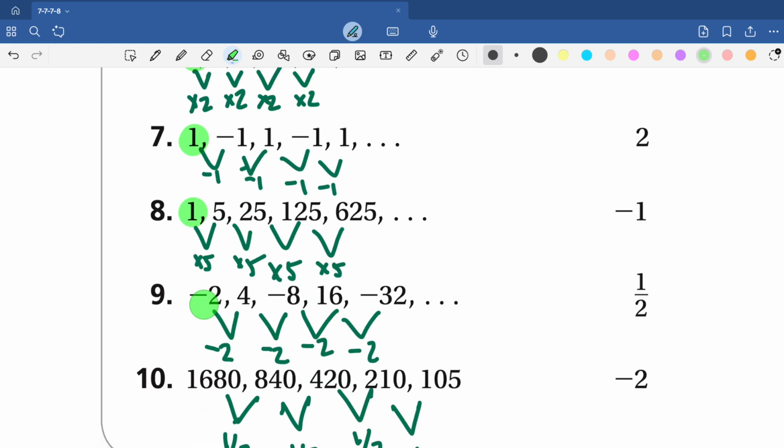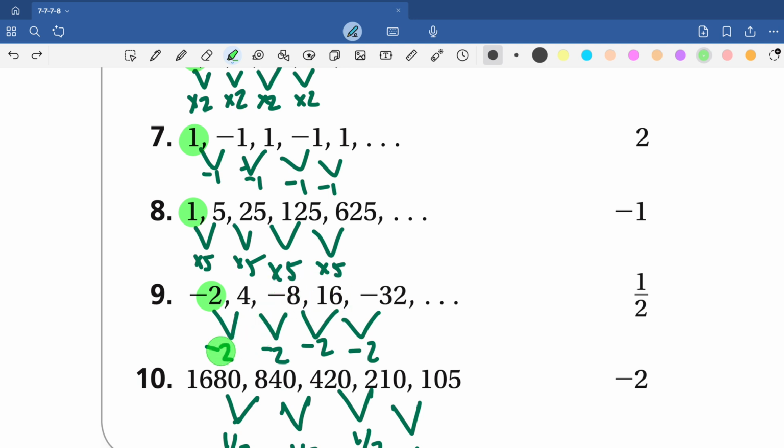For number 9, your first term is -2, and your common ratio is -2. Pay attention to when you have a sequence where the sign fluctuates, right? You have negative here, positive. Your first term is negative, your second term is positive. Your third term is negative, your fourth term is positive.